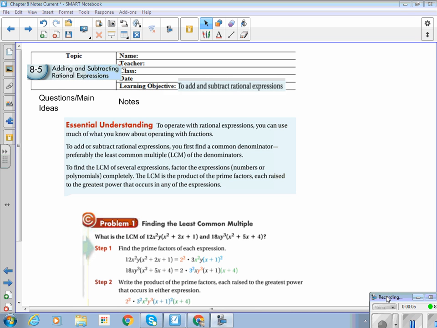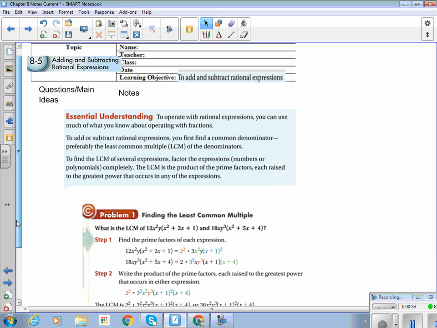All right, so we're doing Chapter 8, Section 5, adding and subtracting rational expressions. Rational expressions are ones that have a polynomial on the top and a polynomial on the bottom. When we're adding or subtracting these kinds of fractional polynomials, we're going to have to find a common denominator. In order to find the common denominator, we're going to need to find the least common multiple.